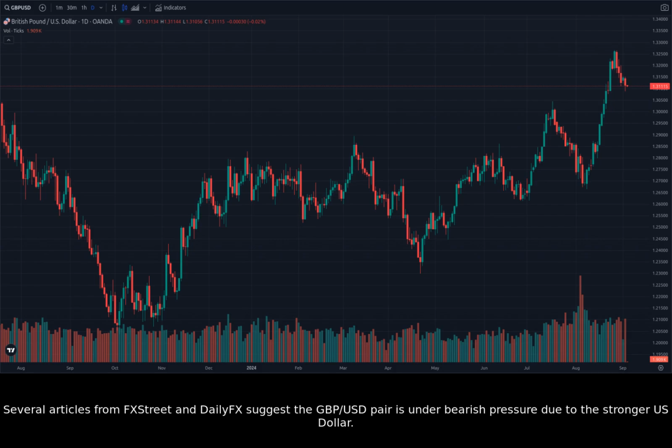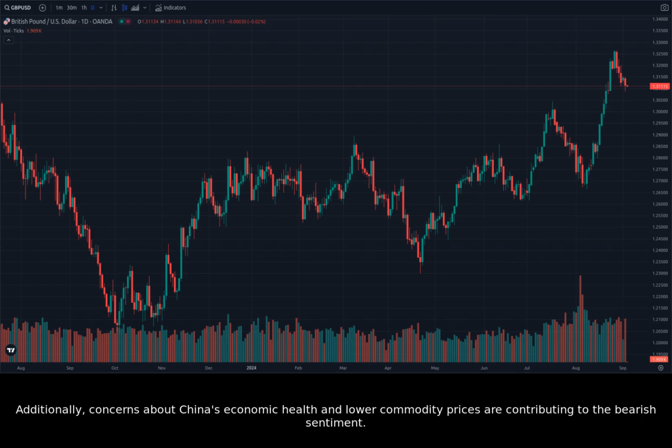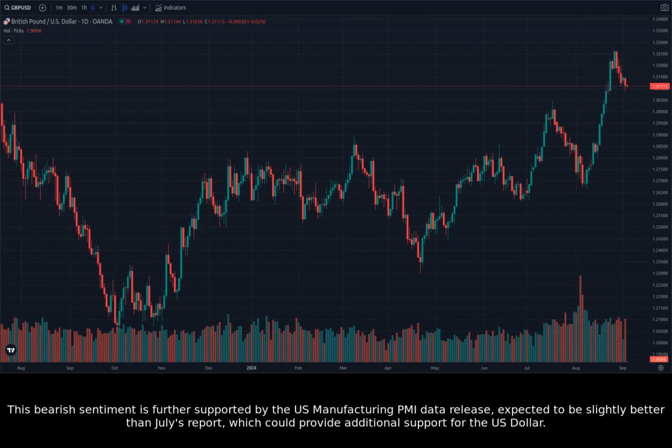Several articles from FX Street and Daily FX suggest the pound sterling to US dollar pair is under bearish pressure due to the stronger US dollar. Additionally, concerns about China's economic health and lower commodity prices are contributing to the bearish sentiment. Furthermore, technical indicators suggest sellers are in control of the market, potentially pushing pound sterling to US dollar towards the 1.3040 level.